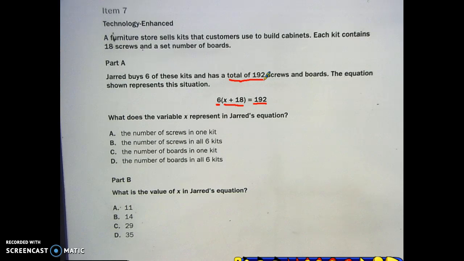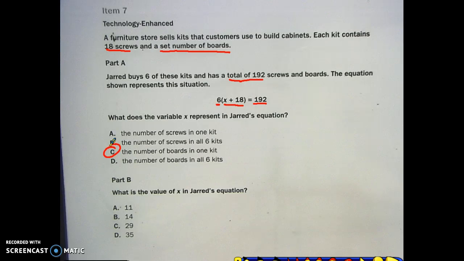Okay? So the first question is, what does the variable X represent in Jared's equation? Well, each kit, we're multiplying 6 times each kit. Each kit has 18 screws and a set number of boards. Our variable represents something we don't know. We don't know how many boards are in each kit, so that's what we're using the variable for. It is the number of boards in one kit, C.